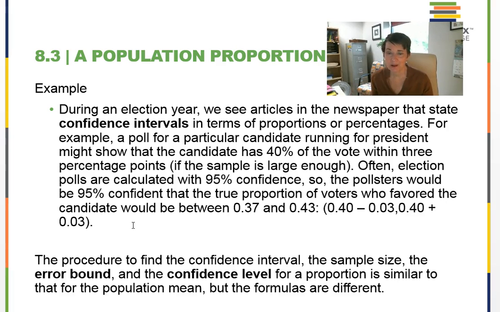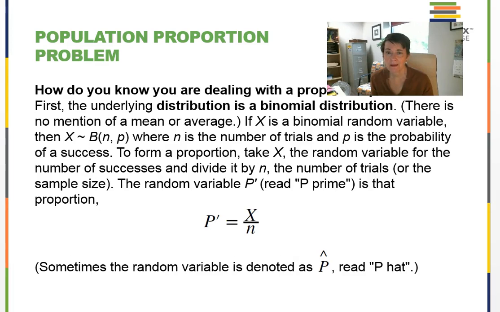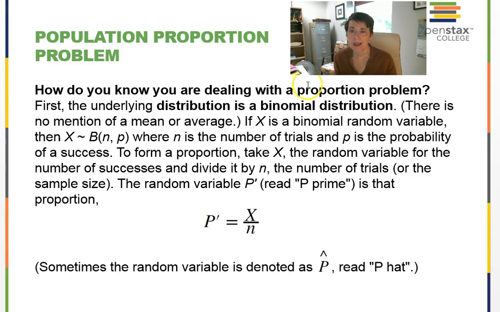The sample size, and the error bound, and the confidence level for the proportion. It's pretty close to what we've been doing. We've got a little bit different formula though for it. So here we have, this is our proportion. Okay. How do you know if you're dealing with a proportion problem?